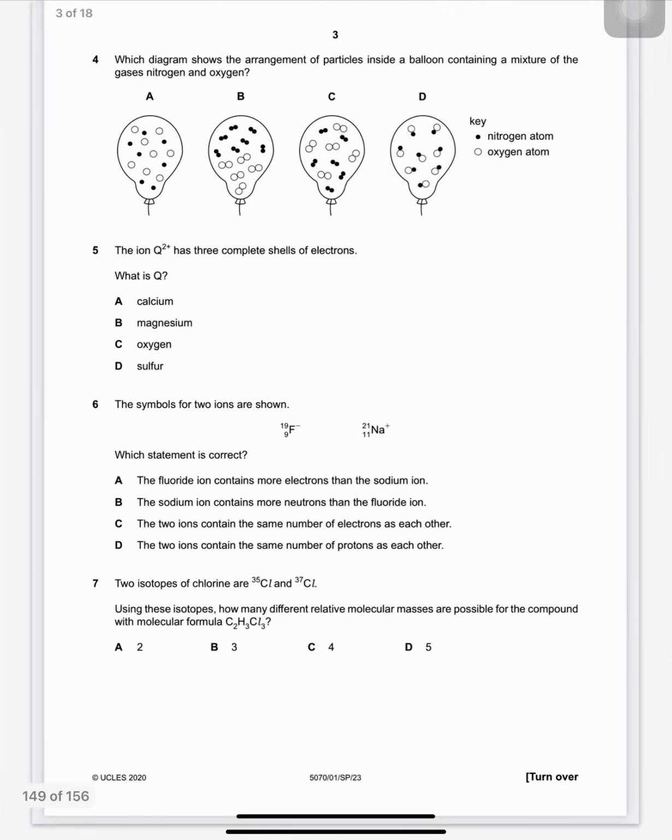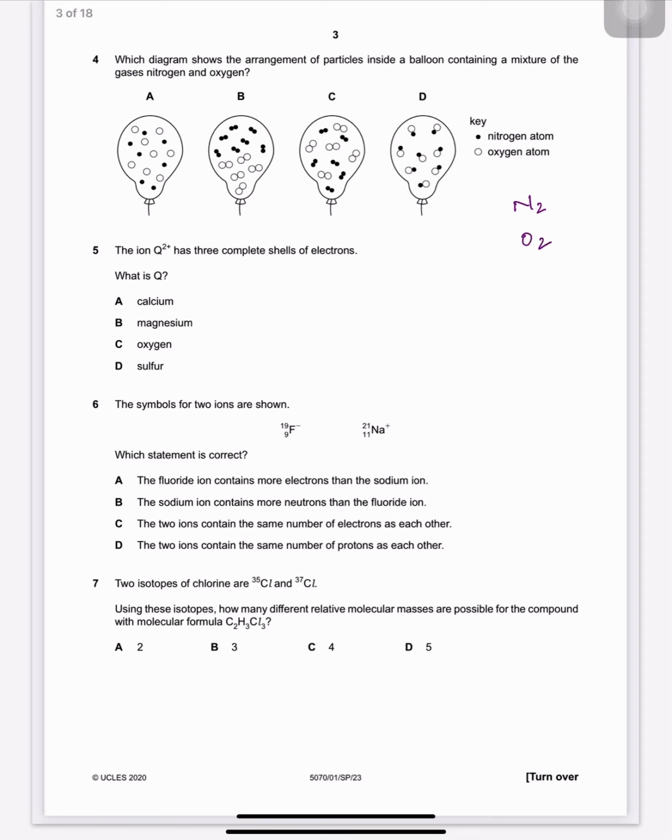Okay, guys, there is another question. Yes, we can look at question number 4. It's related to balloons. Which diagram shows the arrangement of the particles inside a balloon containing a mixture of the gases nitrogen and oxygen? Okay, nitrogen and oxygen. Guys, let me tell it to you very clearly: nitrogen formula N2 and oxygen formula O2.